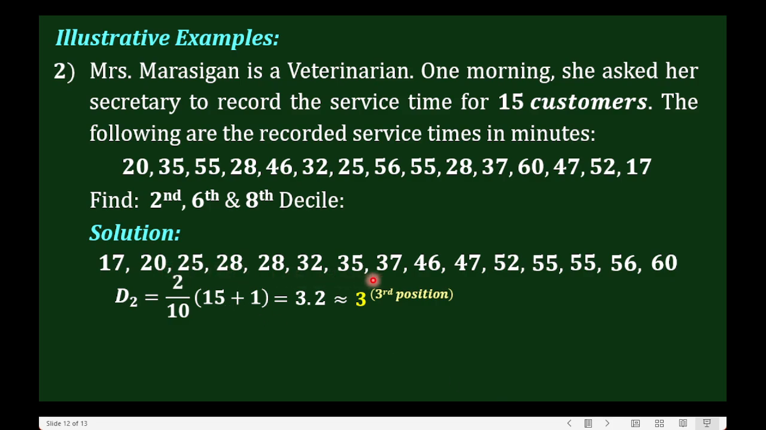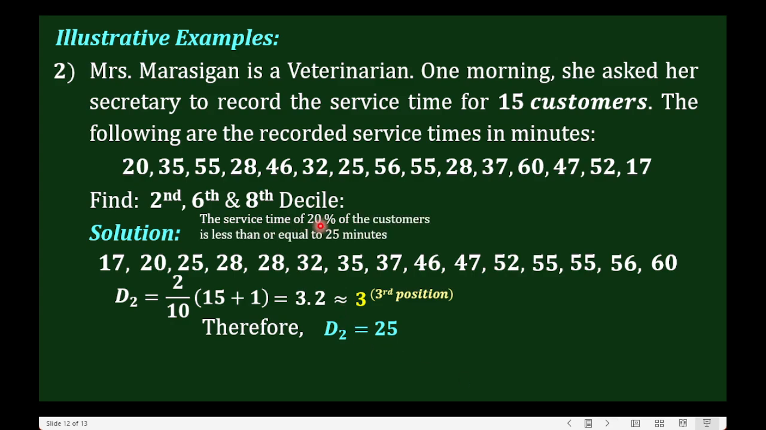And from this sorted data, what is the value of the third position? It's 25. So D sub 2 is equal to 25. So the second decile is in the third position, which is 25. What do we mean by this result? It means that the service time of 20% of the customers is less than or equal to 25 minutes.